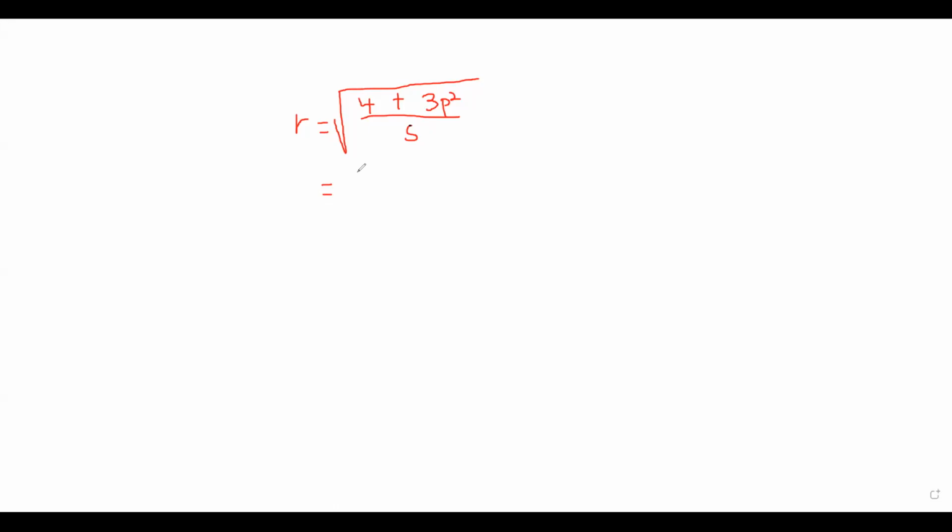We take over the square root. When we take over the square root over the equal sign, what will happen? It becomes a square. So we got to square this R. And the square root would remove, and then we are left with 4 plus 3p squared all upon S. All right?